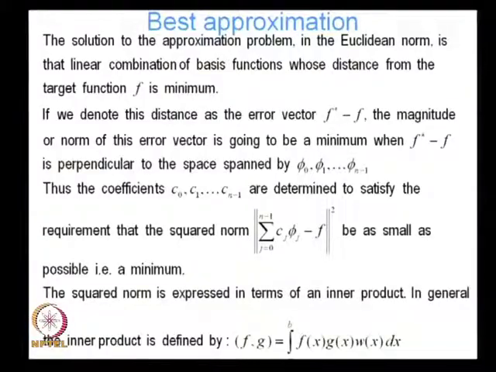Now, the squared norm is also expressed in terms of an inner product, and we define an inner product like this. This is the notation: in brackets, two functions f, g, that means I am taking the inner product of f and g, and the inner product is always with respect to a certain weighting function, and that weighting function is w of x.